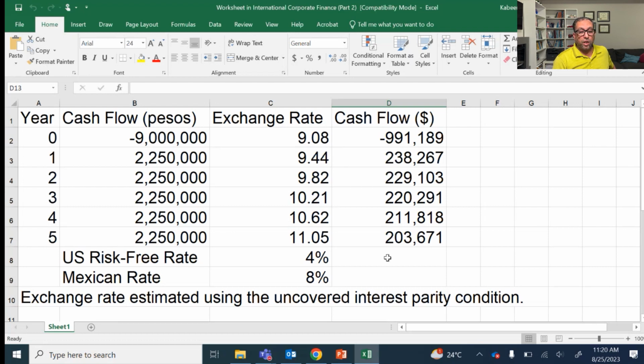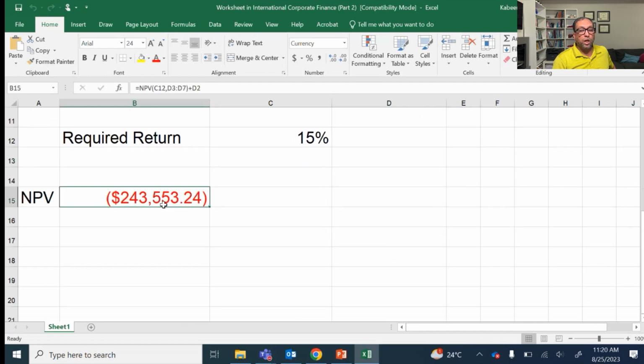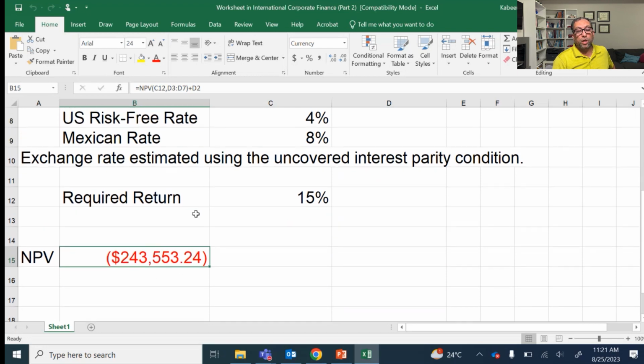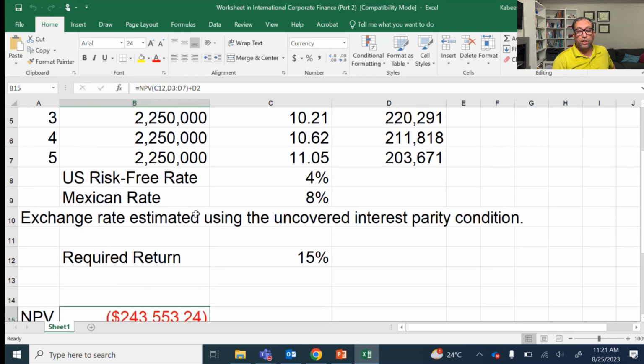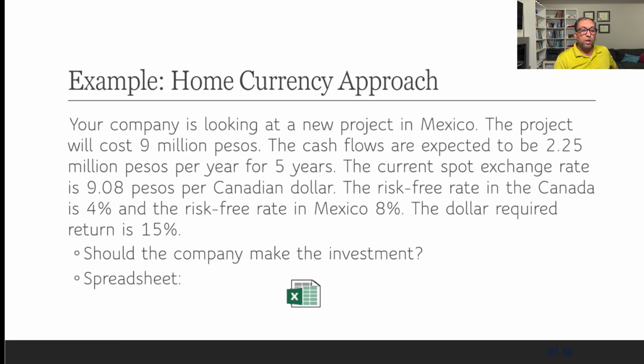The risk-free rate is 4%. The NPV we calculated here is negative. We see that the NPV here is negative 243,553.24. This reflects that this project is not going to be acceptable under the home country approach, or the home currency approach. Now let's start to share the remaining PowerPoints. So that's the home currency approach.